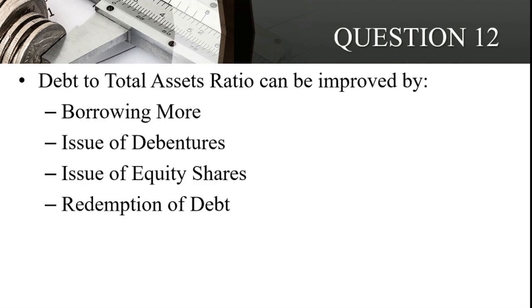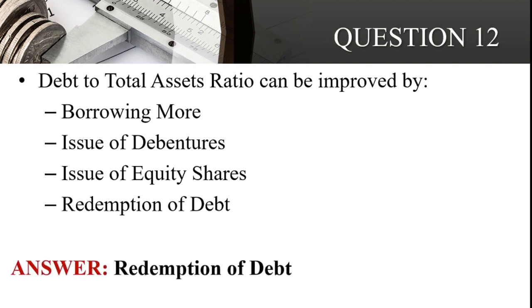12th question: debt to total asset ratio can be improved by? Options: borrowing more, issue of debentures, issue of equity shares, redemption of debt. Answer: redemption of debt.